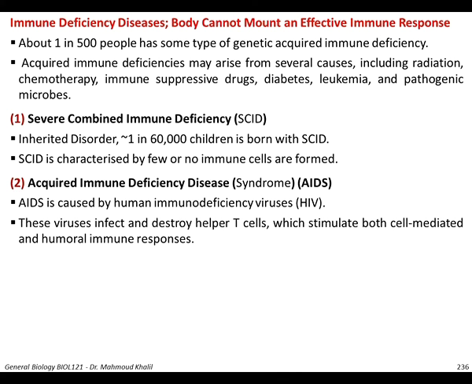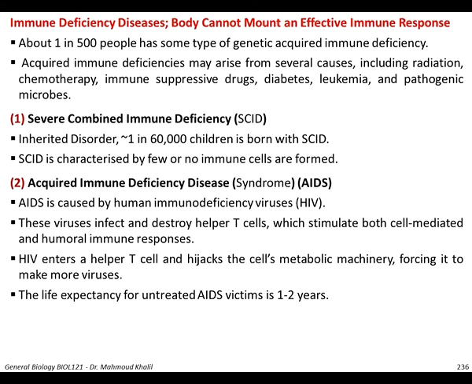As well as acquired immunodeficiency syndrome, which is AIDS. It's caused by the human immunodeficiency virus, HIV. This virus infects and destroys helper T cells, which regulate and activate the immune system, as we discussed in the lecture. These helper T cells stimulate both the cell-mediated and humoral immune responses. HIV enters a helper T cell and hijacks its metabolic machinery, forcing it to make more viruses. The life expectancy for untreated AIDS patients is a maximum of 2 years.